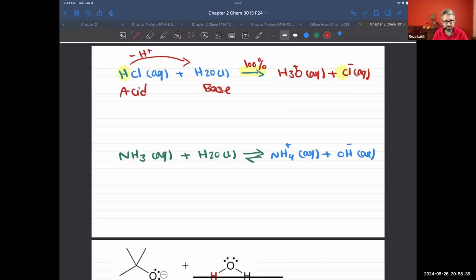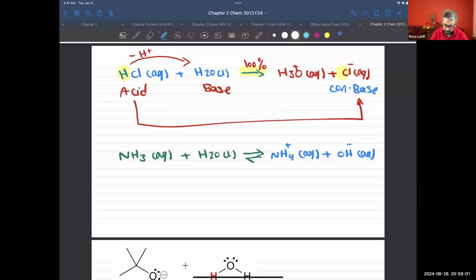Now let's find the leftover of HCl. The leftover of HCl is the Cl minus. This is going to be the conjugate base. I started with an acid, and the leftover after giving H+ is the conjugate base. How about the water? We could call it a base because it accepted H+. If we track the number of hydrogens attached to it, we have 2 here and now we have 3 of them. So clearly we gained 1. We started with 2, we ended with 3. That's a base, and the other side will be the conjugate acid.